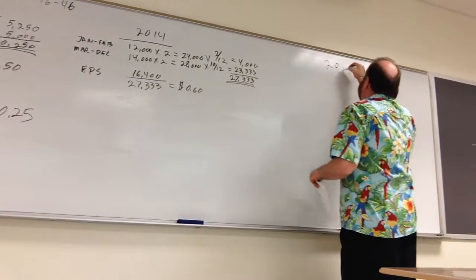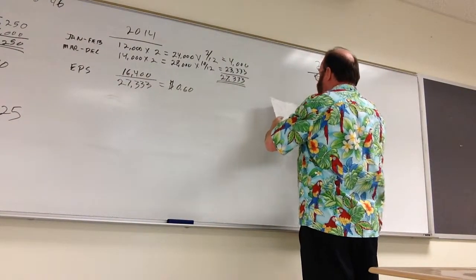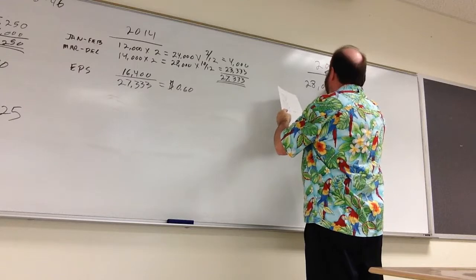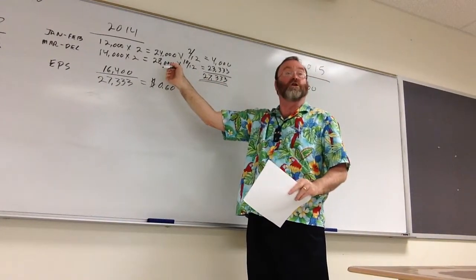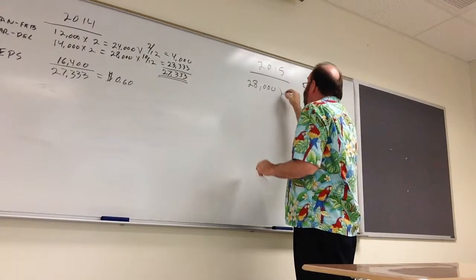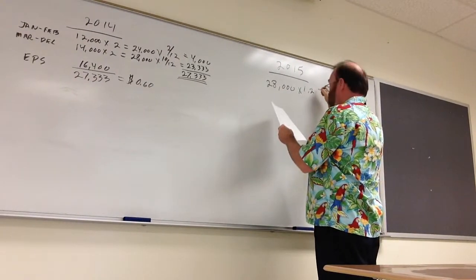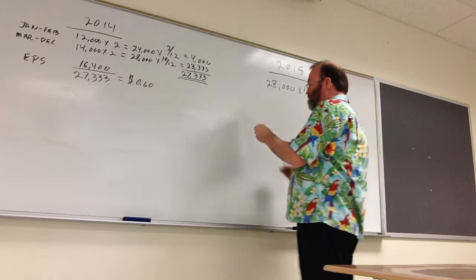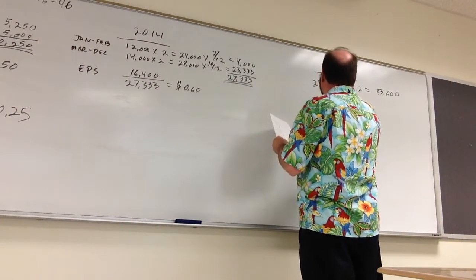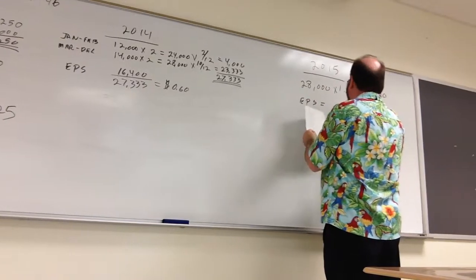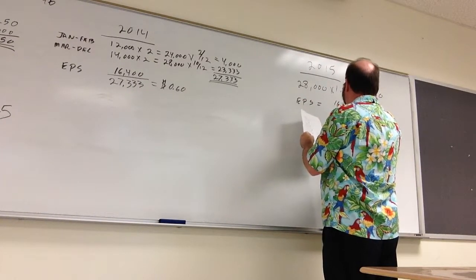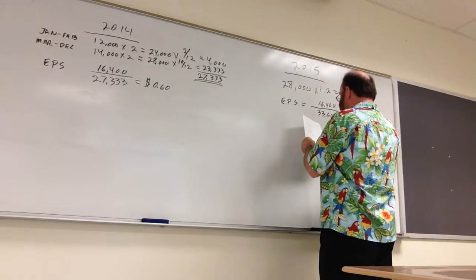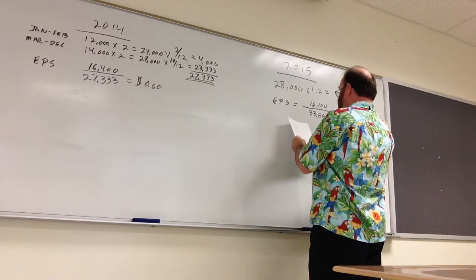So for 2015, we actually now have 28,000 shares of stock because this stock split has occurred. So there's really 28,000, but we have to multiply that by 1.2. And that's going to give us 33,600. If we take the earnings per share calculation of 16,400 in net income, divide it by the 33,600 weighted shares outstanding, we get 70 cents.